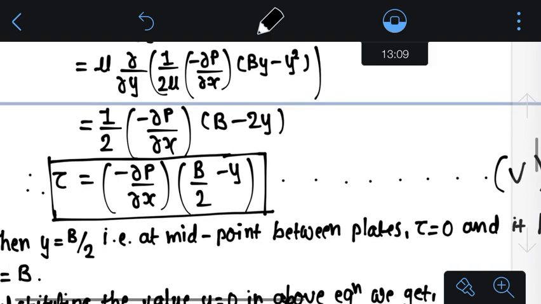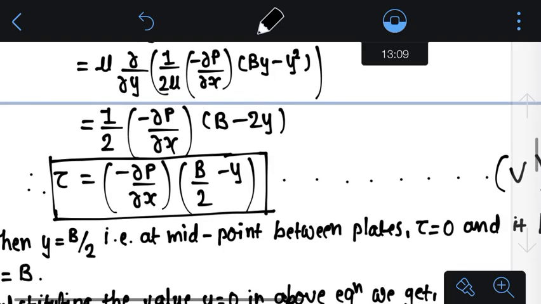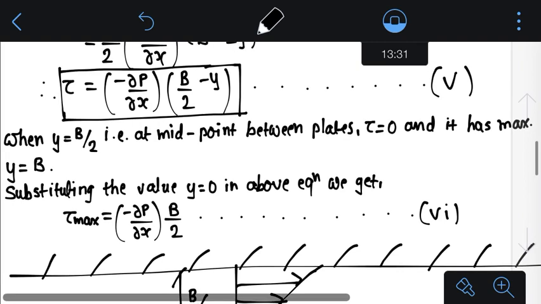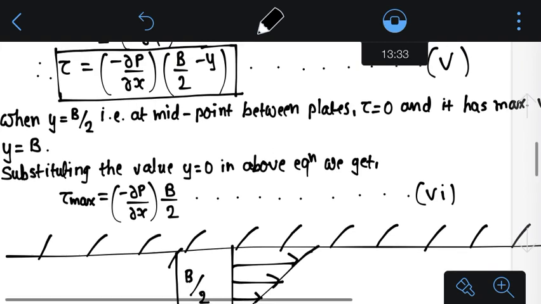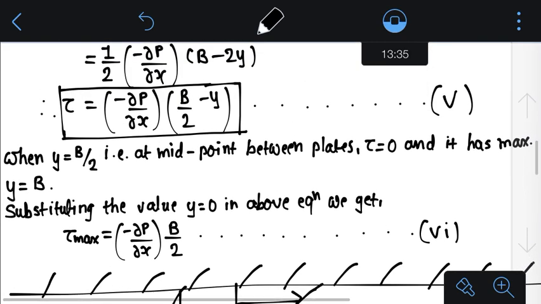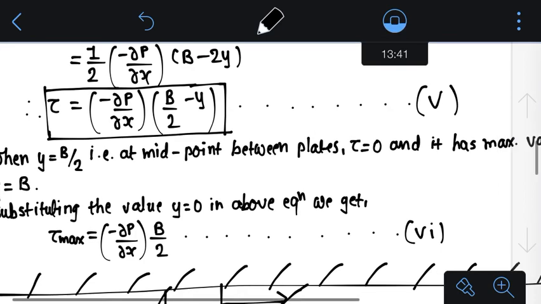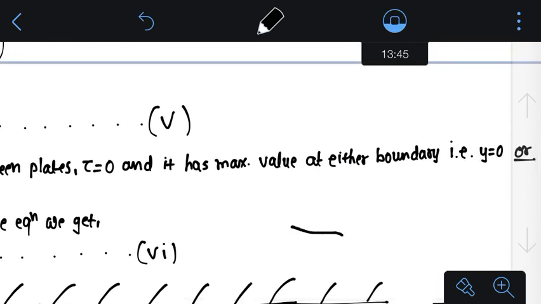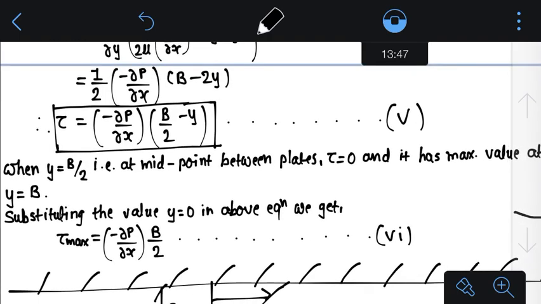So if you see this equation here, it clearly indicates that the shear stress distribution is linear in the case of viscous flow between these two parallel fixed plates, and that I have shown in this figure by this diagram. So that means when your y equals b by 2, that is at the midpoint between these plates, your tau would be 0, and it has maximum value at either boundary, that is at y equals 0, or let's say when your y equals total b.